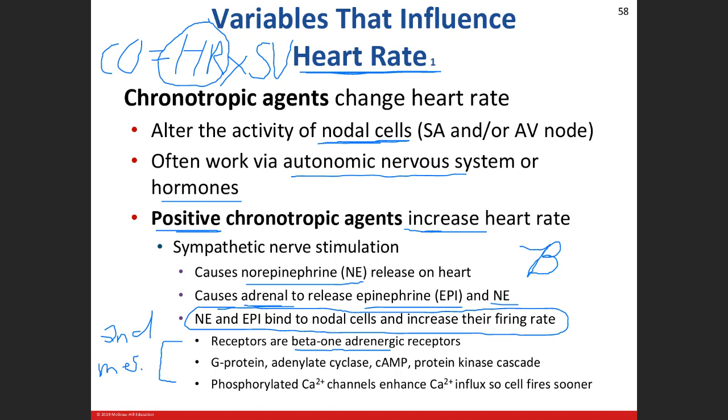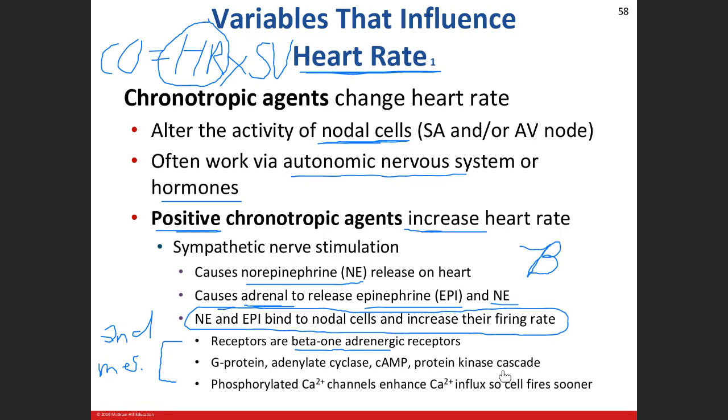B1 adrenergic receptors. And what they'll do, and we already learned this cascade, so this should all be review, is activate the G protein. That G protein will then activate the adenylate cyclase enzyme that sits in the plasma membrane. That adenylate cyclase will break down ATP into cyclic AMP. And that cyclic AMP activates this enzyme, protein kinase.